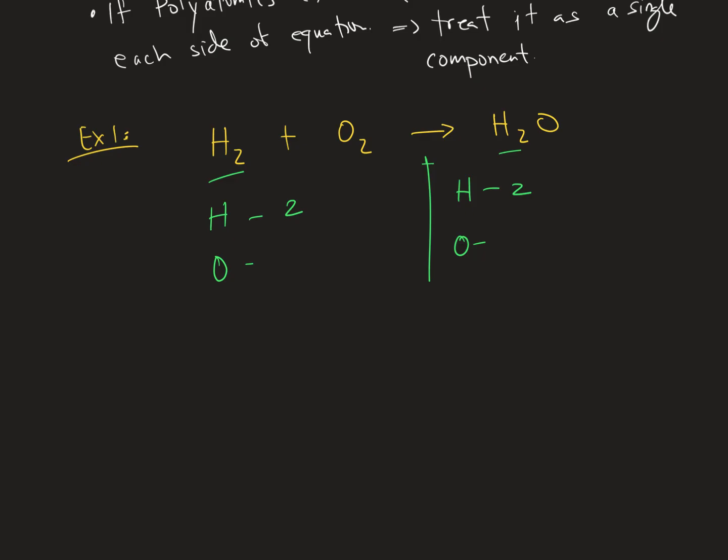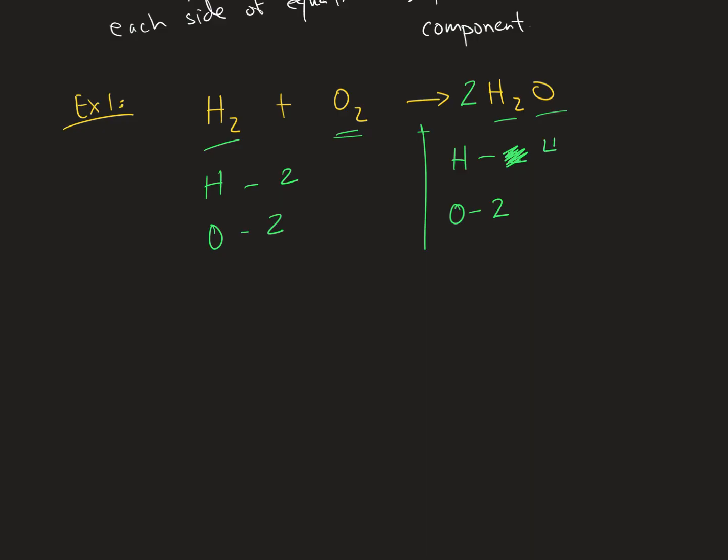Okay. Now how many oxygens do we have on the left? 2. How many do we have on the right? 1. It's not balanced, so what do we do? We write a 2 right there. And that makes it so that we have 2 and 2, but what does it do? It changes the hydrogen. How many hydrogens do we have on this side? 4. So we better put a 2 over here to give us 4. And now it's balanced. Do you get that?